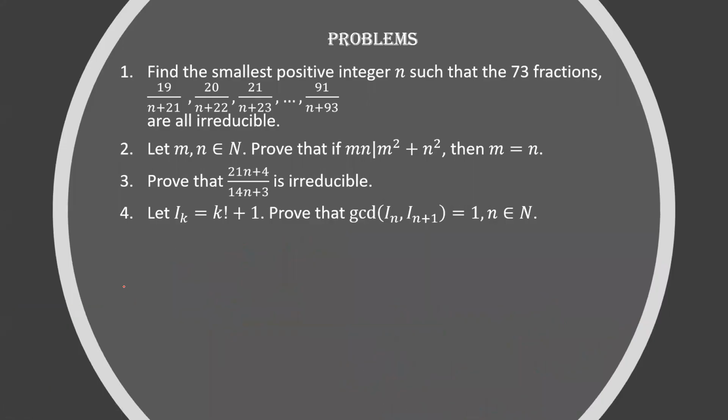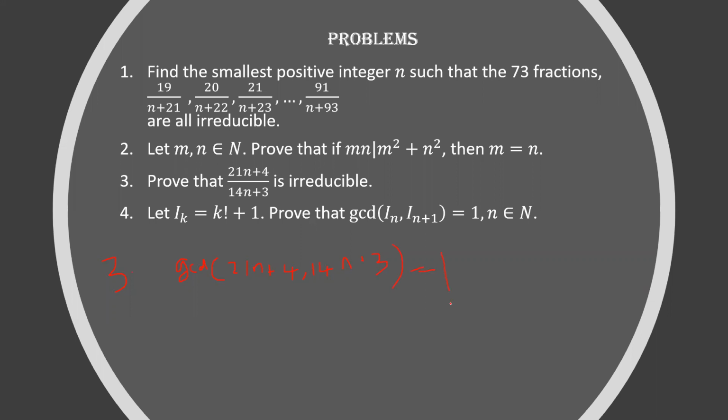Yes. Now for 3, prove that this is irreducible. Again, whenever we talk about irreducibility, and that too in the GCD LCM concept, directly we need to try to impart some GCD LCM techniques here. When you want to see that this is irreducible, it means that we can tell the GCD of 21n plus 4 and 14n plus 3, we need to just prove this should be equal to 1, correct?